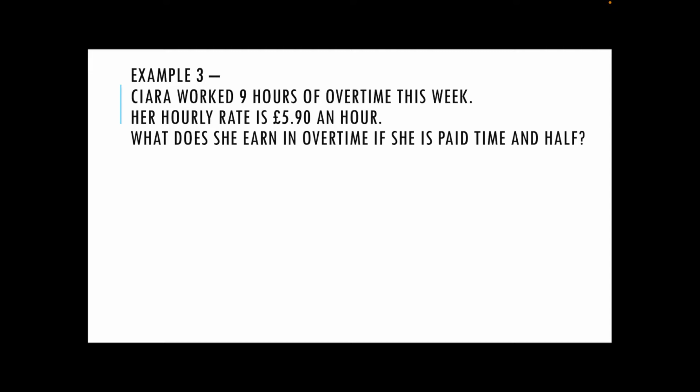Kira has worked 9 hours of overtime this week. Her hourly rate is £5.90. What does she earn in overtime if she's paid time and a half? So her normal hourly rate is that £5.90 and she is paid time and a half, and it is for 9 hours, and that gives us £79.65. We're only asked about her overtime, so that's all we need to calculate there.